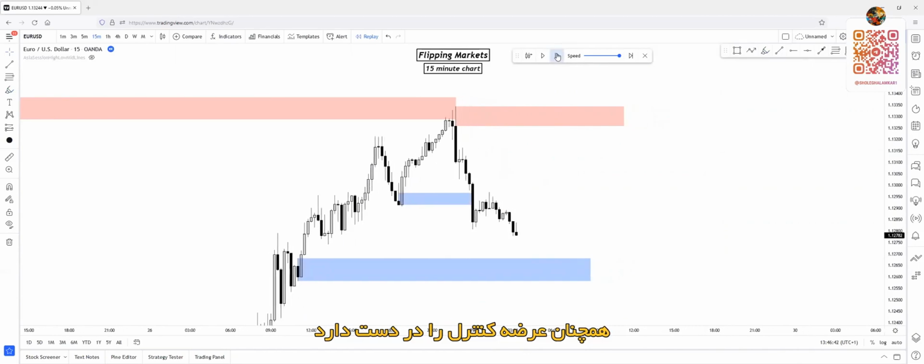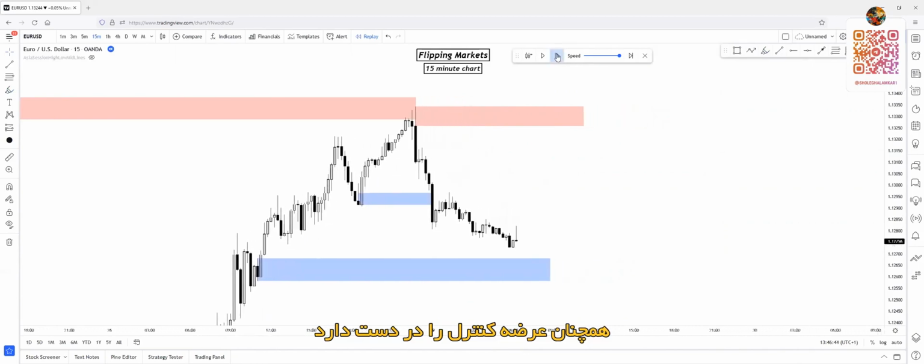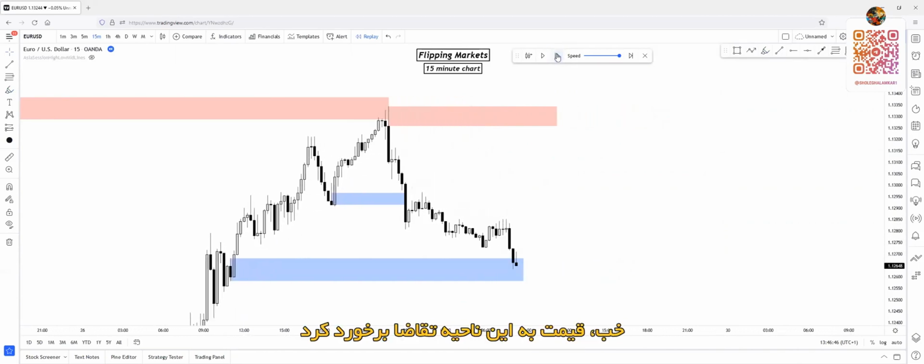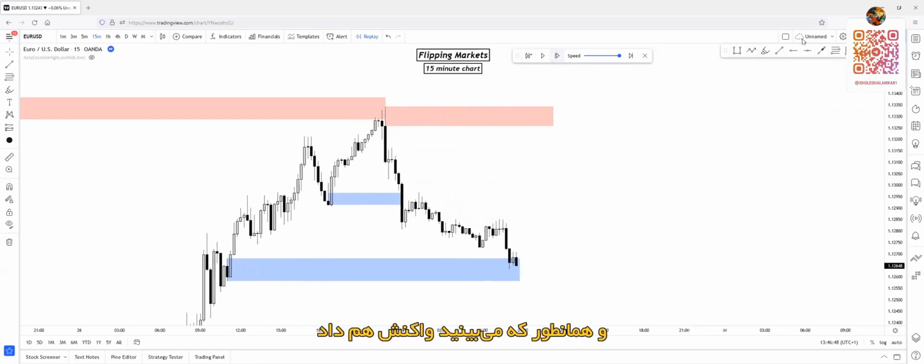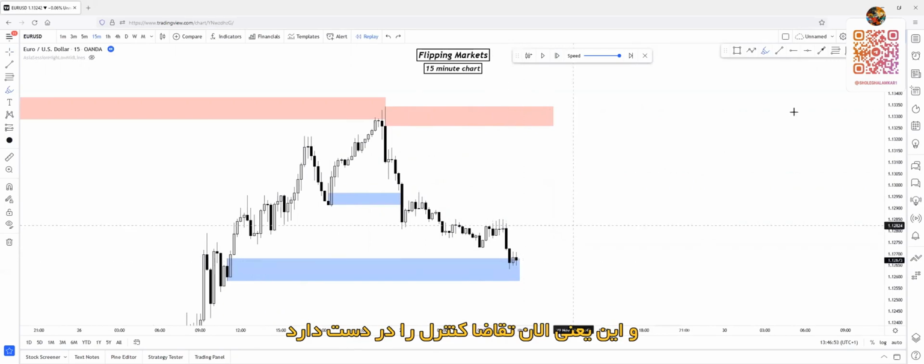So supply is still in control. Let's see what happens. Okay, price stepped into the supply zone, as you can see, and had a reaction and some rejection. So this means demand is in control now.